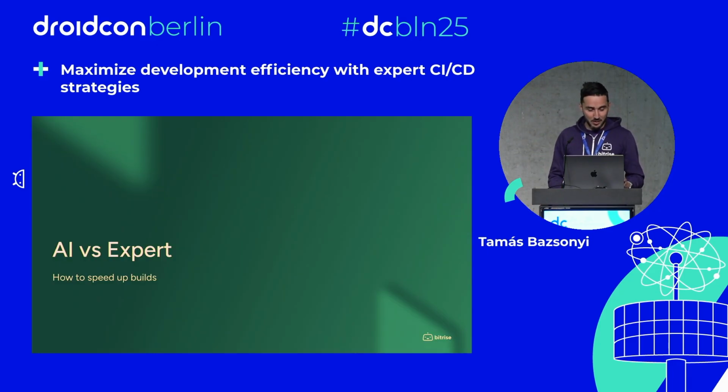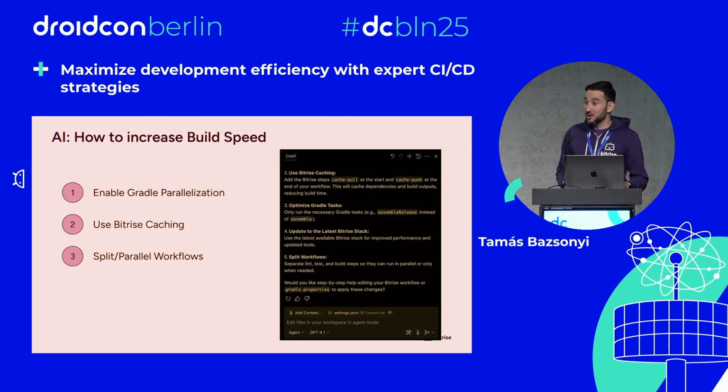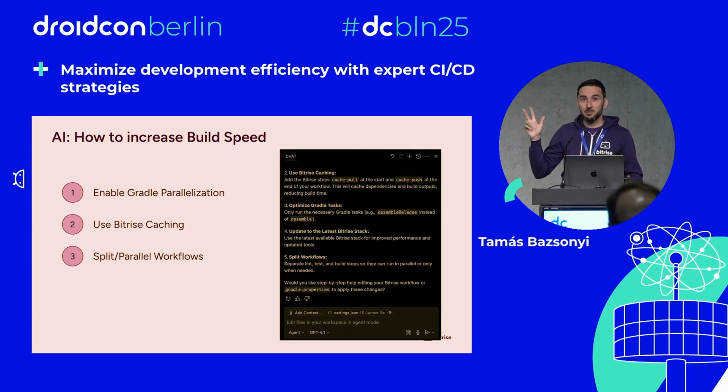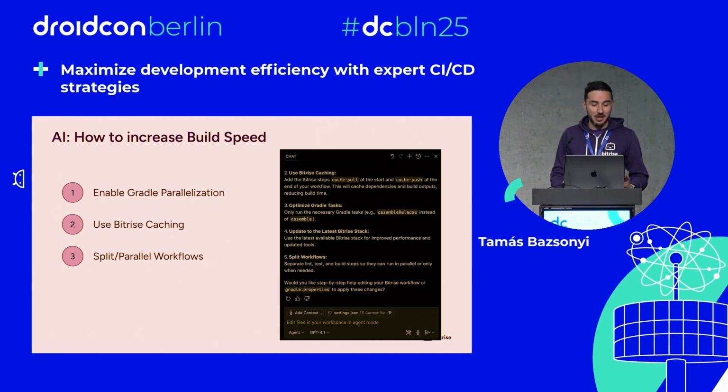Awesome. So let's move into our next section, basically AI versus expert. We are looking at the different suggestions that AI came up with. There were 5 different ones, but if we distill down the essence of all of these suggestions, there are 3 possible options that AI suggested to improve our build times.